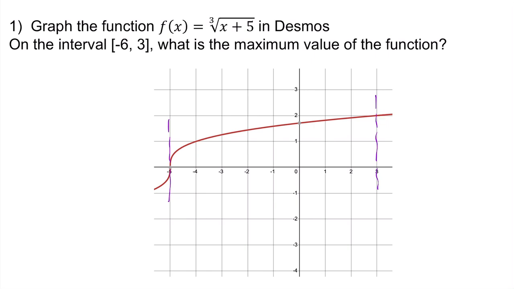So you can see that's going to be right here, and that's at (3, 2). Okay, so the maximum value of this function is going to be at (3, 2) on this specific interval. Okay, and that's where we have y equals 2.